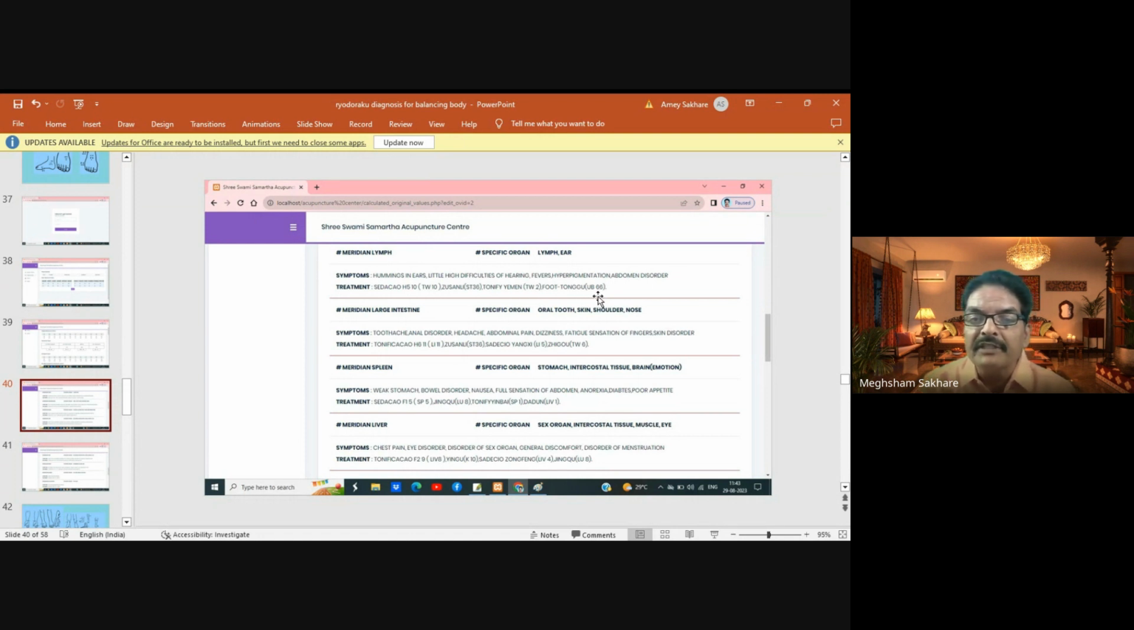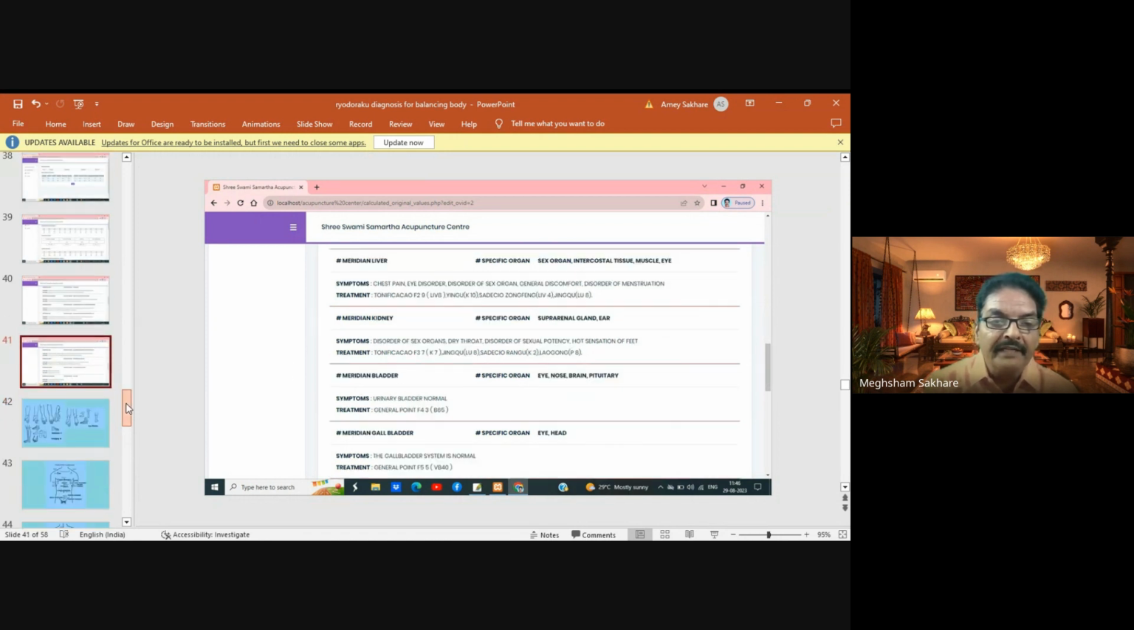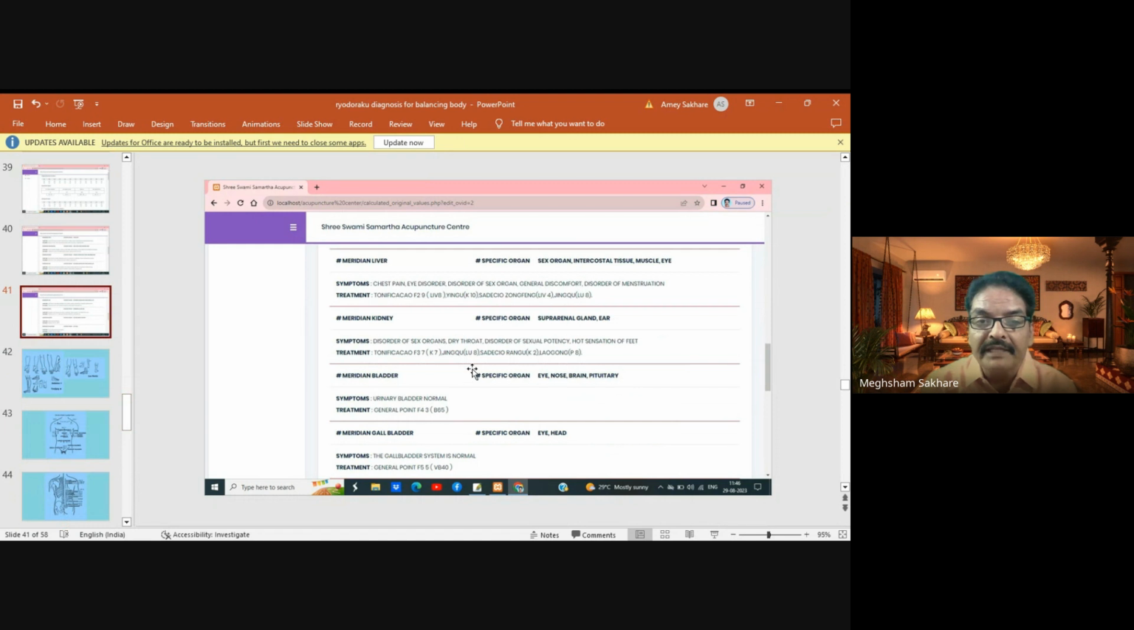TW2 and UB66 are tonifying treatment, and TW10 and stomach 36 are sedation treatment. Next, on the feet, kidney, both sides positive. So we should use tonifying points of K7 and lung 8, tonify, and sedation treatment K2 and P8.